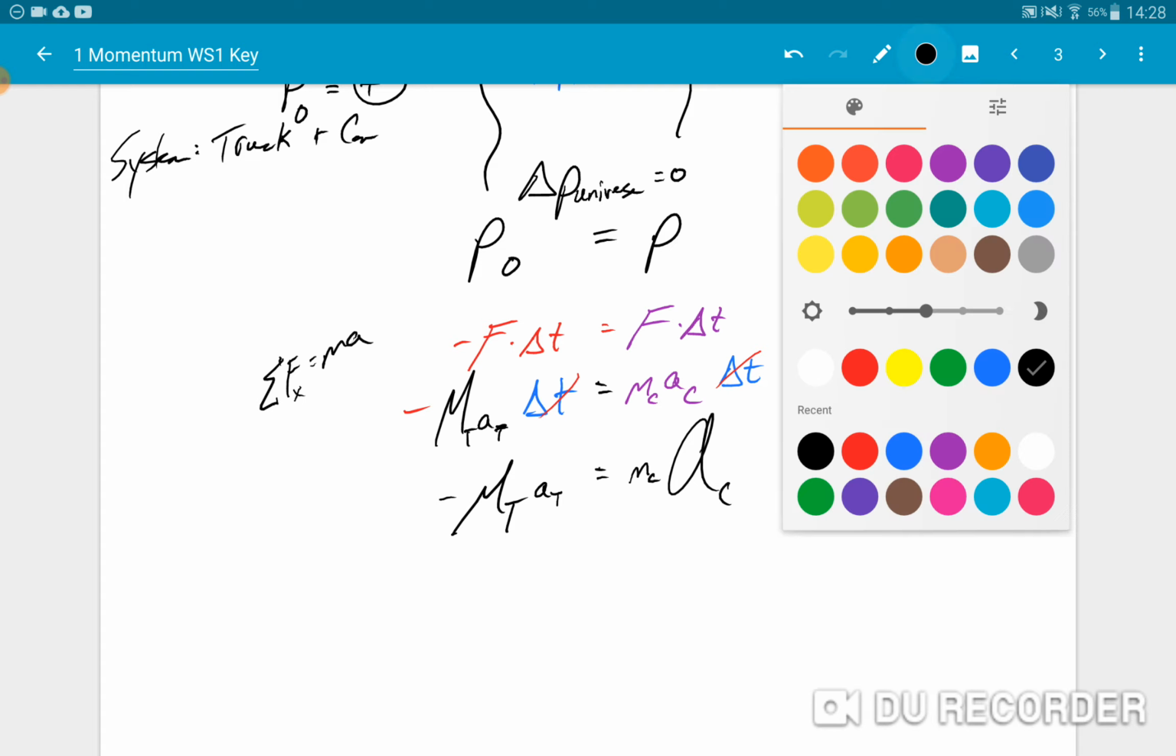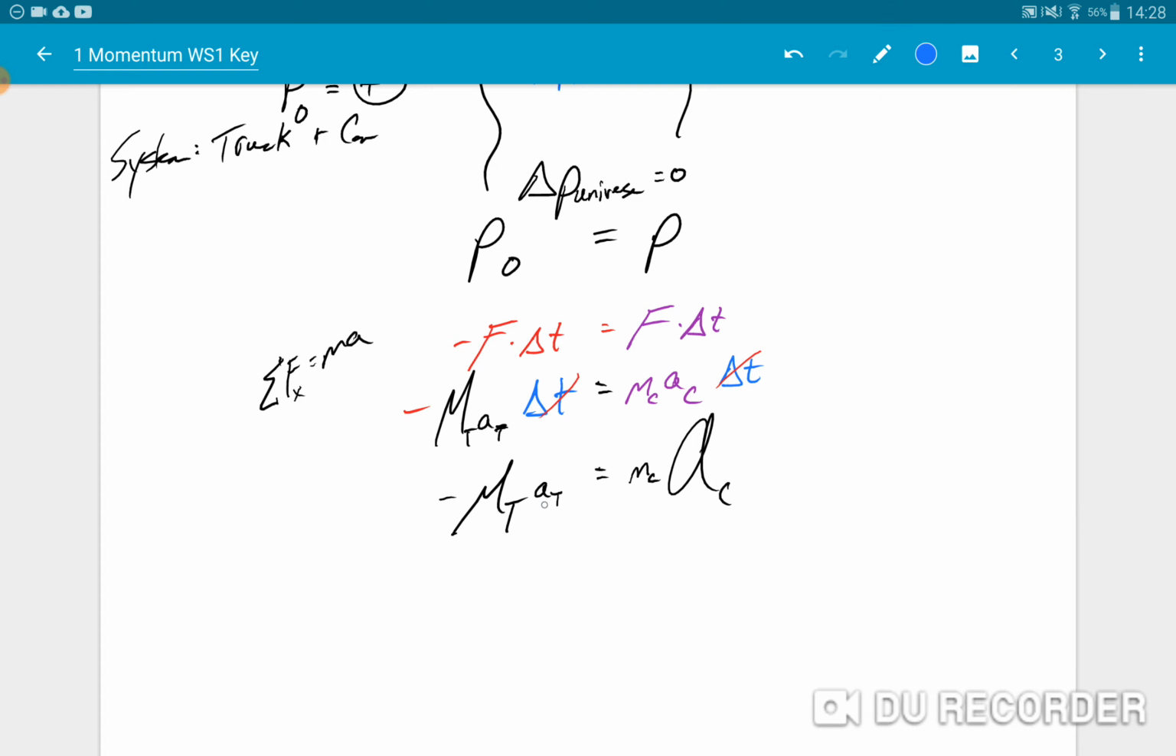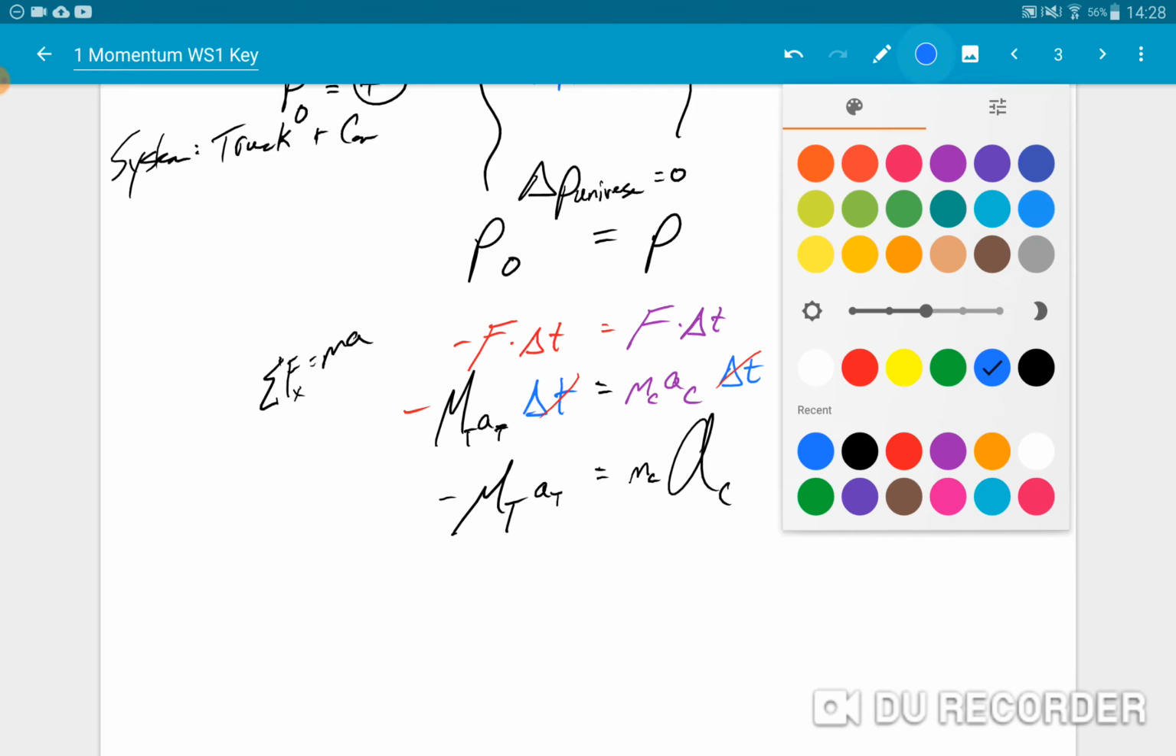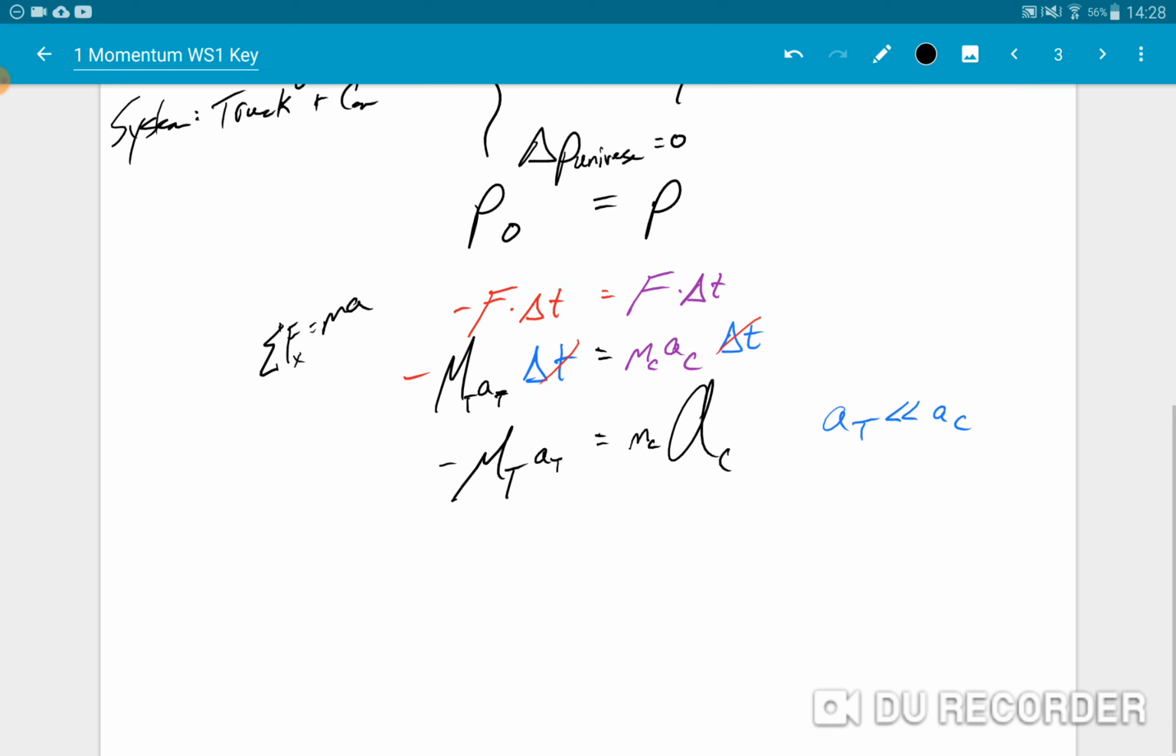Oh, and so now I can visually see that the acceleration of the truck must be a lot smaller than the acceleration of the car if the mass of the car is a lot smaller than the mass of the truck. What's a more mathematical way to show that?